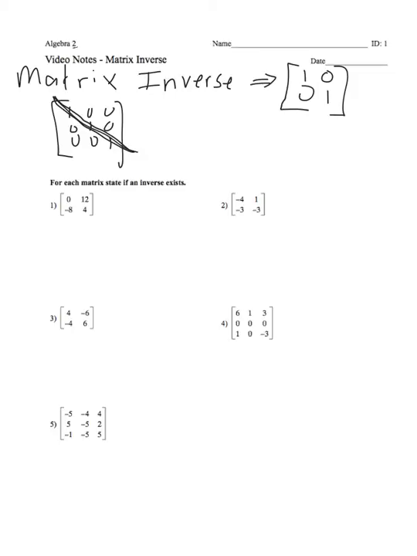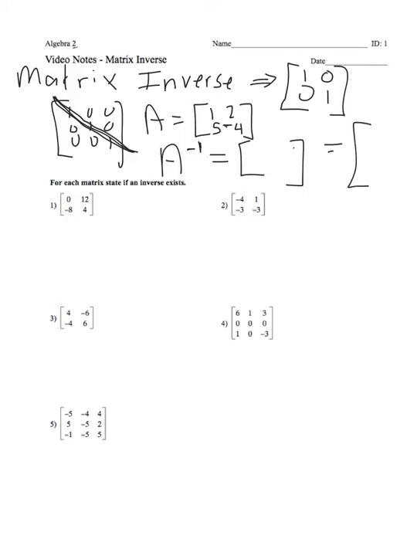So if this is matrix A, let's say we have matrix A and it's 1, 2, 5, -4, something like that. The inverse is written like this. It's A with a -1 power. And that's going to be some matrix so that when we multiply those together, it ends up being 1, 0, 0, 1. And that's going to be our task, to be able to find this.